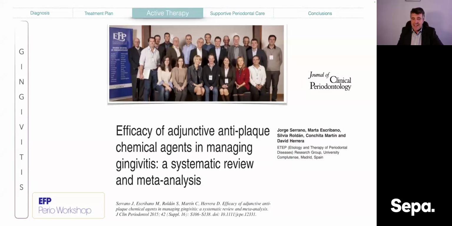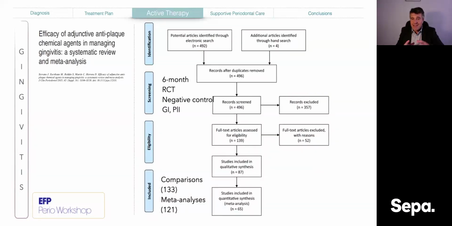And this is what we did in the systematic review that you can see in your screen that was published in 2015, and that was used as the basis for the discussion in the European workshop on prevention of peri-implant and periodontal diseases. We searched for all those 6 months randomized clinical trials with a placebo control or a negative control. And after the search, we were able to identify 87 different studies. Of them, 65 were included in the meta-analysis, and we were able to perform more than 120 meta-analyses.